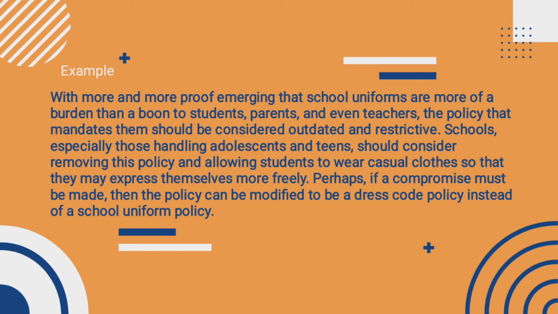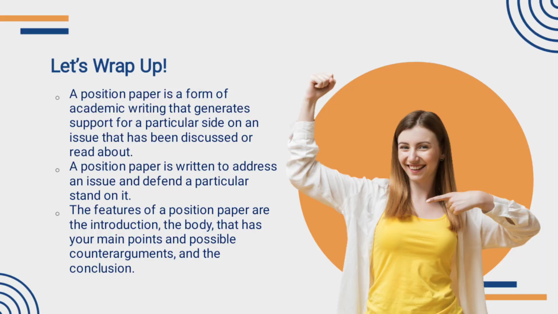So let's wrap up. A position paper is a form of academic writing that generates support for a particular side of an issue that has been discussed or read about. A position paper is written to address an issue and defend a particular stand on it. The features of a position paper are the introduction, the body that has the main points and possible counter-arguments, and the conclusion.